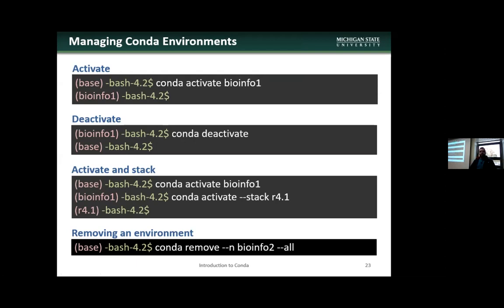However, if you create, for example, I want to use an environment where I installed all my bioinformatics software, and also I'm going to use R together. I want to use all of them at the same time. You can activate the bioinfo1 environment, and after that, use the flag stack and the R4.1 environment. Although the command line shows you only the R4.1 environment here, both are activated for you. So you can use all the software installed in both environments. Be careful not to have software that conflicts with each other across environments.